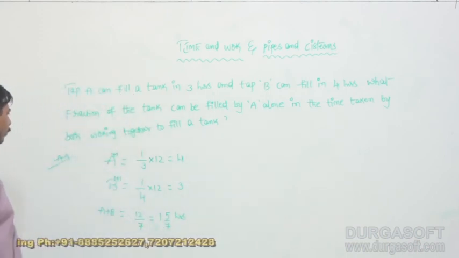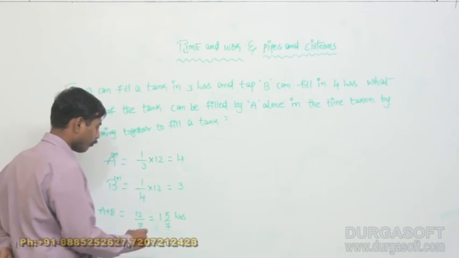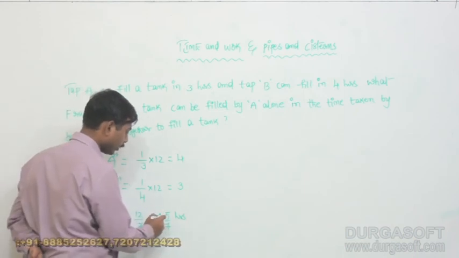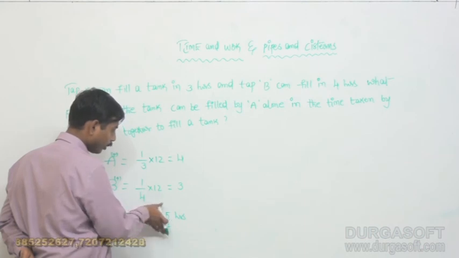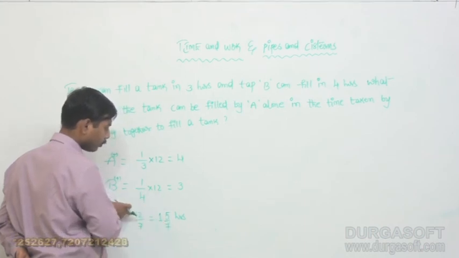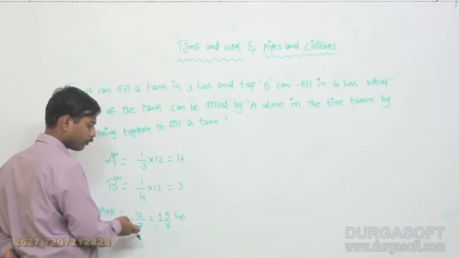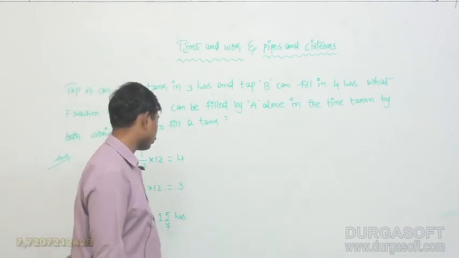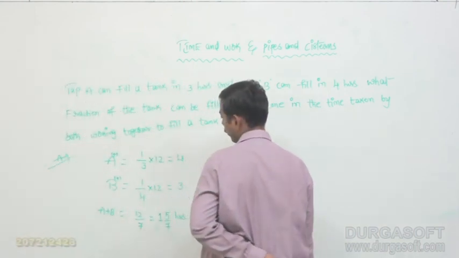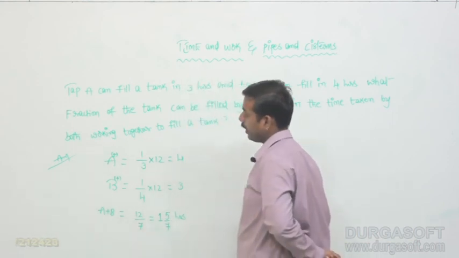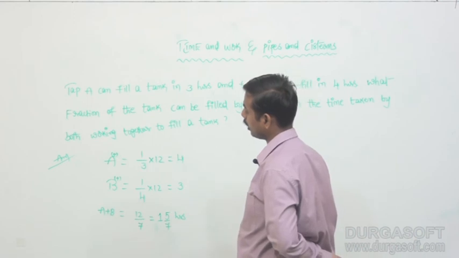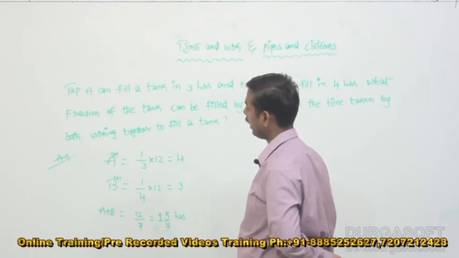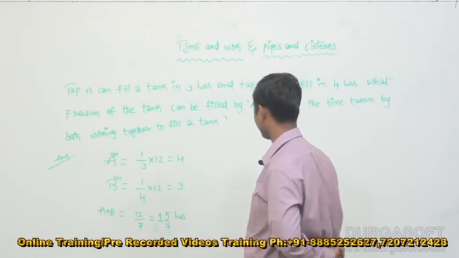So 12 by 7 hours means 1 and 5 by 7 hours. We have written the general fraction as a mixed fraction. The general fraction is 12 by 7, where 12 is not exactly divisible by 7. Let it be. A and B working together require 12 by 7 hours.